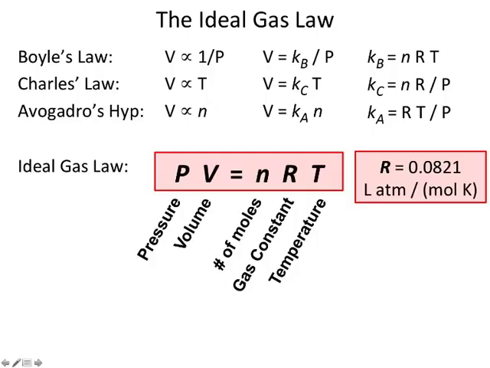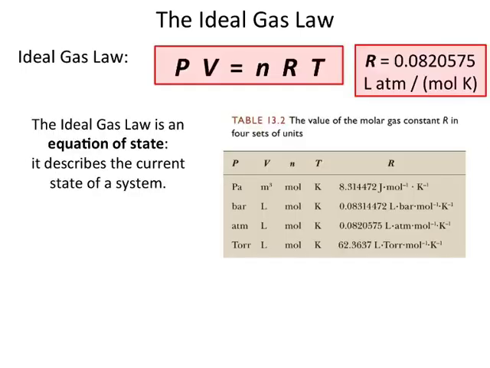Okay, so now we're back to the ideal gas law. You can combine all of these individual laws, which were discovered first, into the ideal gas law equation, which we already talked about. The ideal gas law is an equation of state in that it describes a current state of a system. It's not talking about a change per se. It's saying, here is your sample of gas, given some pressure and some volume. That's equal to some number of moles, a constant, and the temperature.